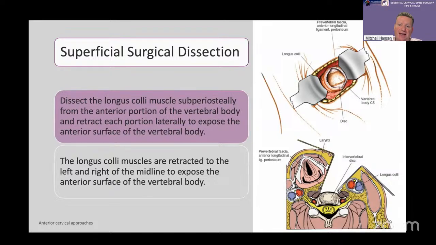When you finally get down to the anterior part of the spine, the longus colli are pretty important muscles. I use them for identification of the midline. We've got paired longus colli, and that makes it easy to see where the midline is. And this is important for position of your implants. And it's also important to undermine the longus to get the retractors in so that they're not moving around too much.